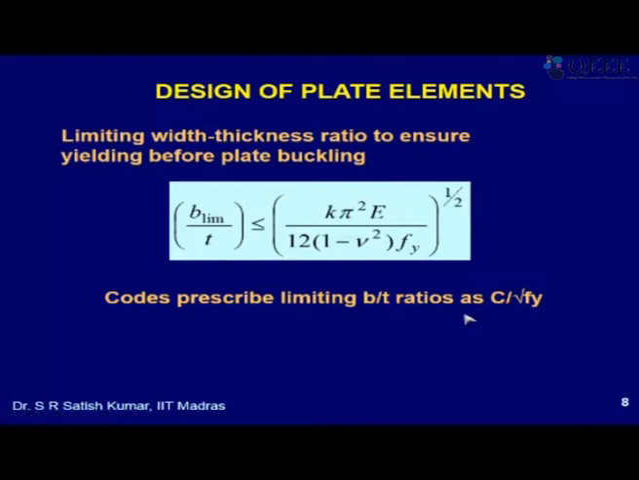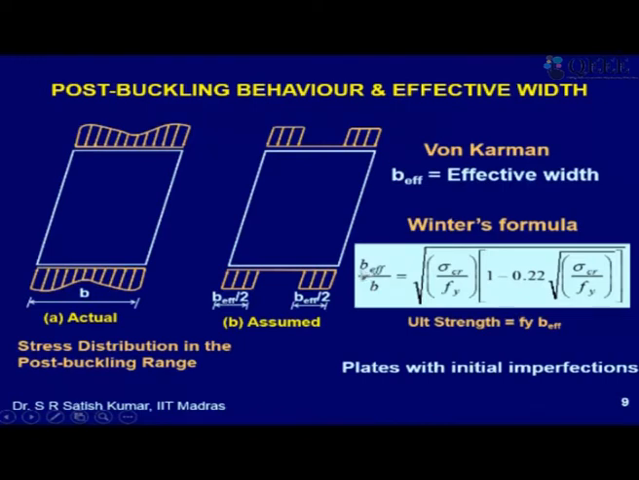And if your plate is made of some other strength of steel, then you have a correction factor which is called epsilon. So we will see that we can correct this limiting value by epsilon. Okay, so that is as far as the buckling stress is concerned. Now, as I said, the plate buckling is stable. So even though the plate has buckled, it can continue to take additional load.